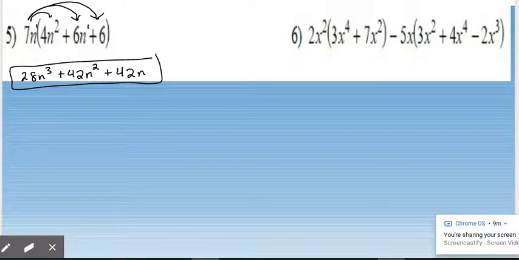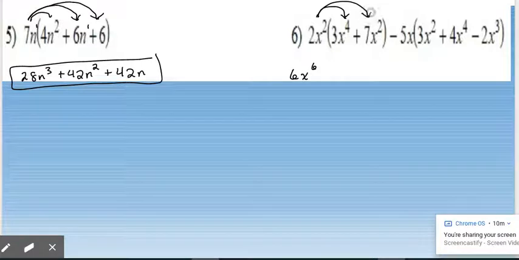On the second one, got to distribute here. So 2x squared times 3x to the fourth, that'd be 6x to the 6. Don't forget to add the exponents when you multiply the x's. 2x squared times 7x squared is positive 14x to the 4th.